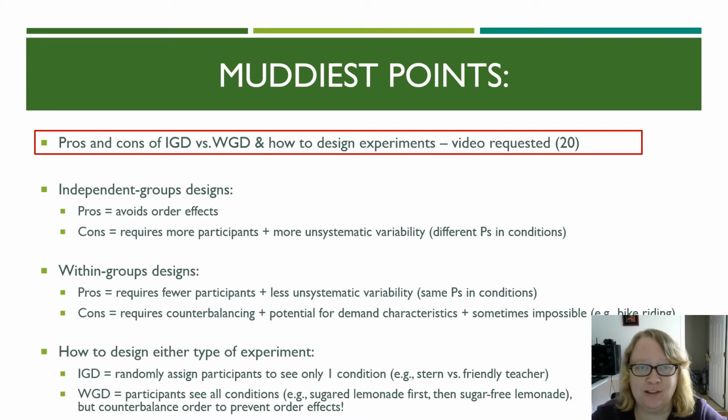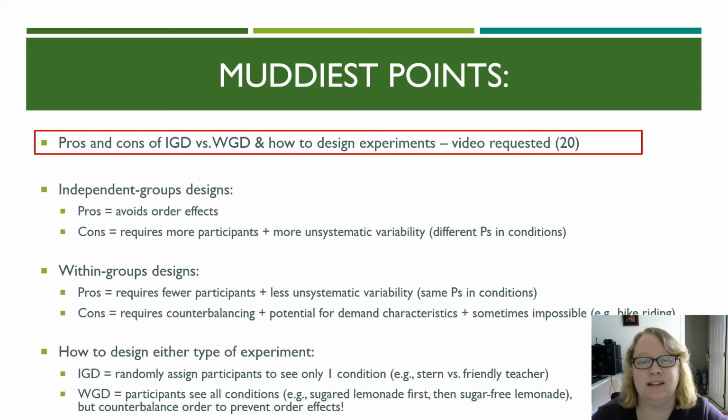When you take statistics, you'll probably hear more about that. What you're doing with inferential tests is you're trying to see the difference between conditions divided by unsystematic variability. So you're taking that into account when you are doing statistical tests. But because you have more unsystematic variability, because there are different people in your conditions, that means you need more participants to do those analyses. So that's the pros and cons of independent groups designs.